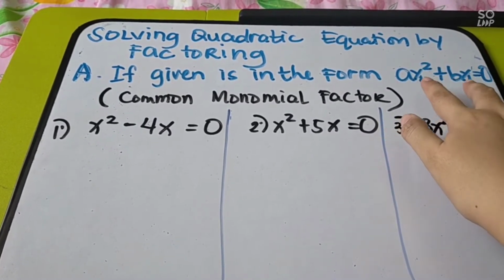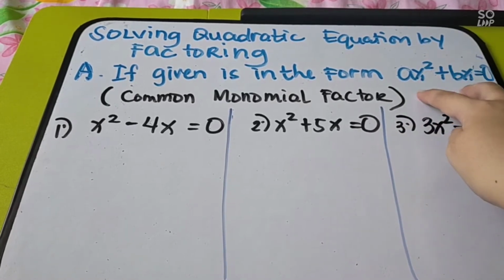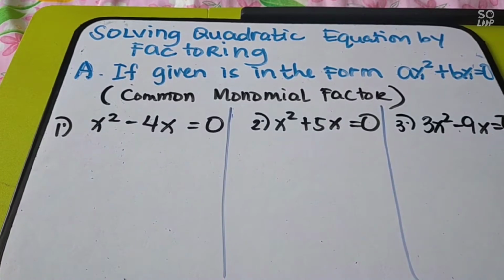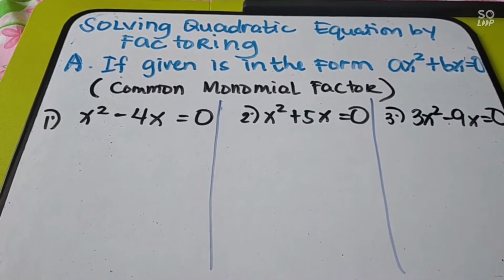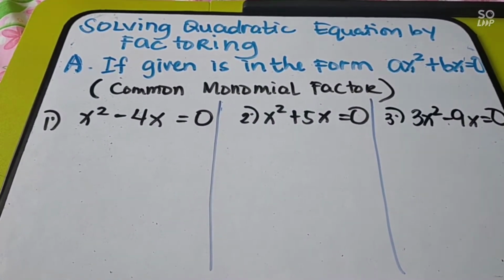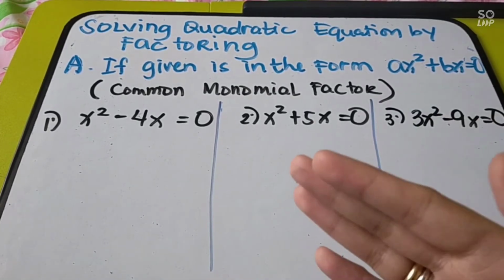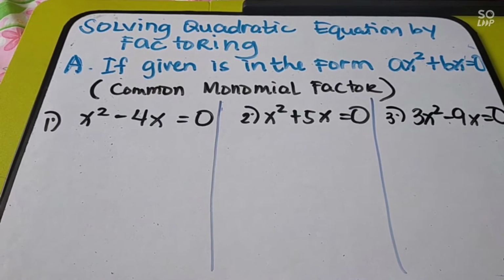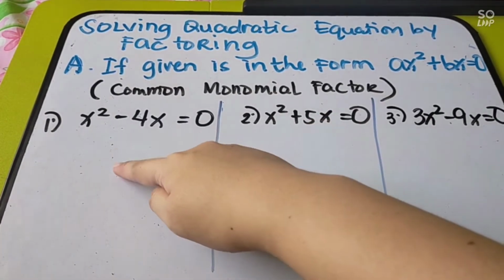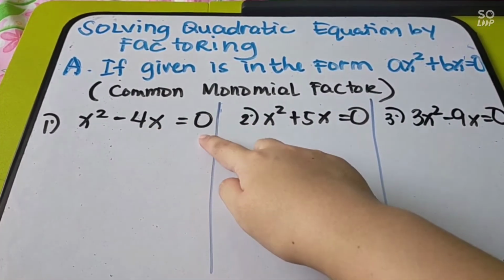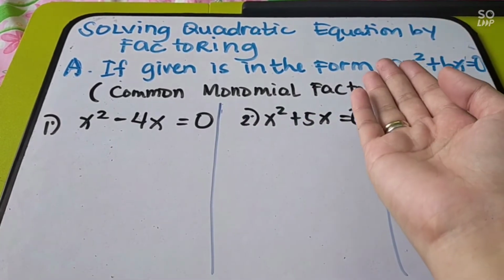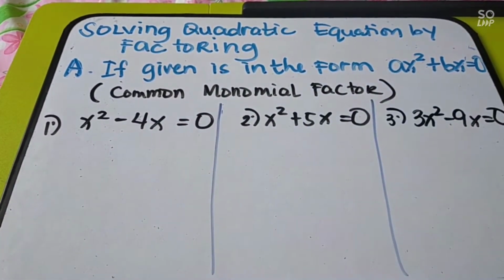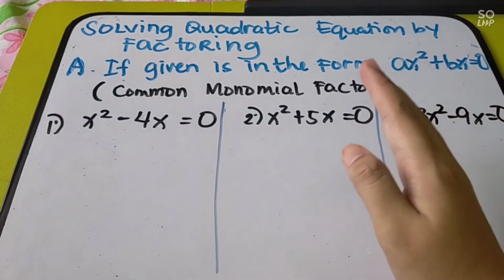So, kapag ganito ang case na nakita nyo, ang gagamitin nyo lang po ay si common monomial factor. So, tinuturo ko rin sa inyo kung saan nyo ba siya gagamitin para mabilis nyong makita kung anong solution ang dapat nyong i-apply. For example, we have here, x squared minus 4x equals to 0. So, wala tayong constant term. Ang meron lang tayo ay si quadratic at saka si linear. Kaya, ang gagamitin natin ay common monomial factor.